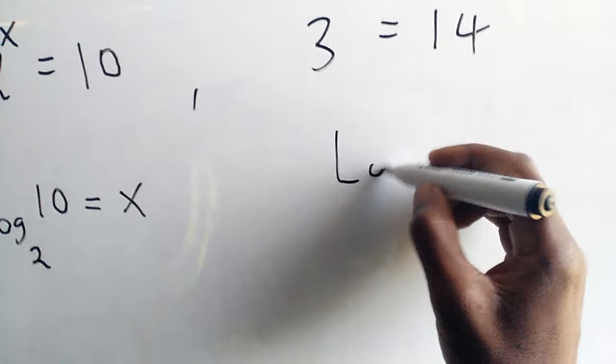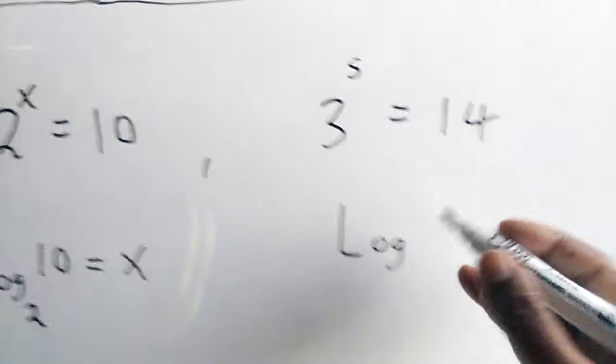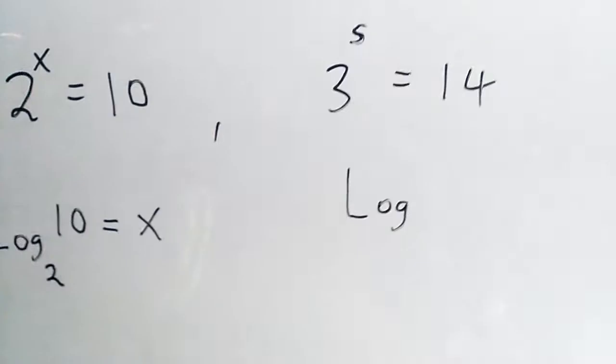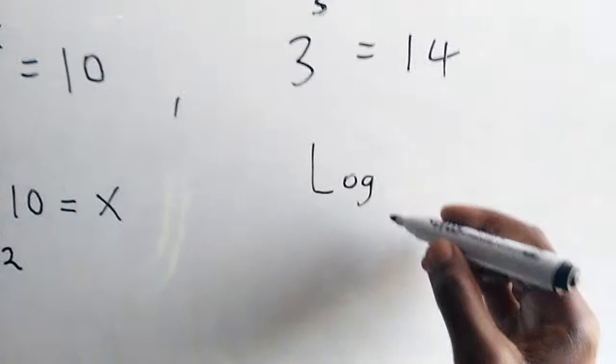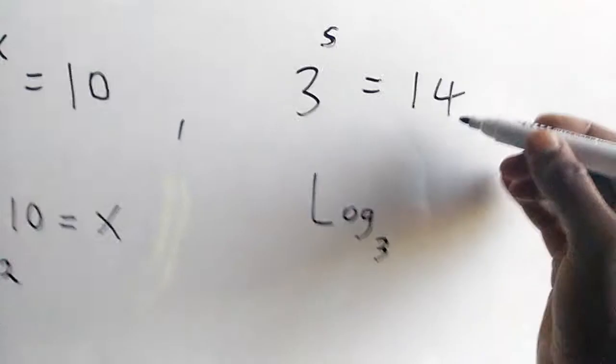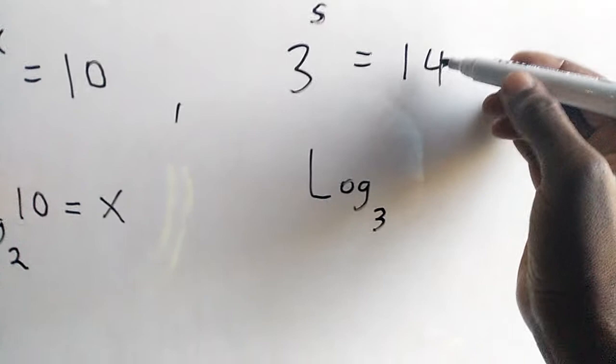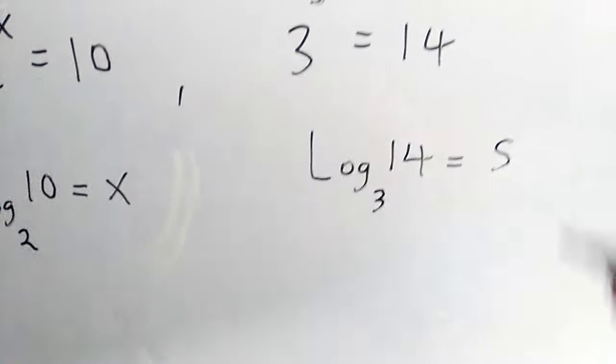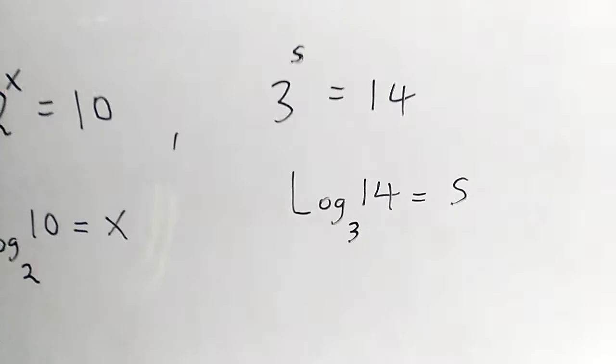The number that has been raised to the power of a letter will be dropped here. This is s, by the way. It's not 5. You drop it down and say 3 has been raised to the power of a letter, and you bring your 14 here. That's when you can equate this to s. Okay.